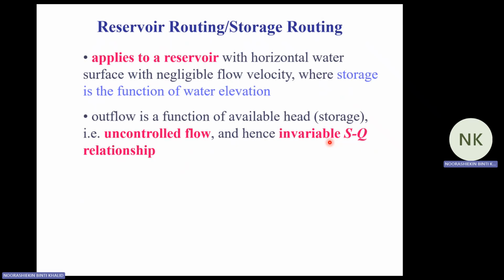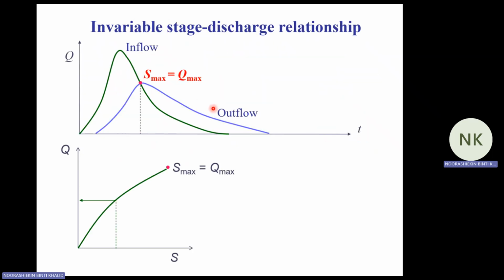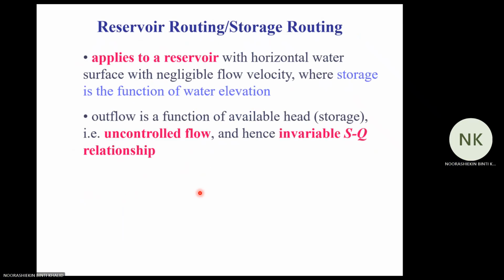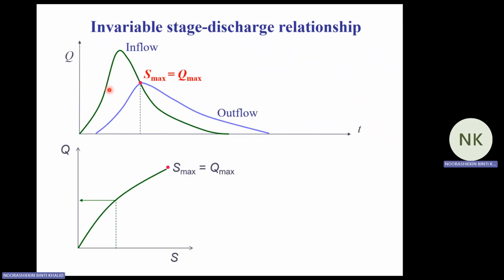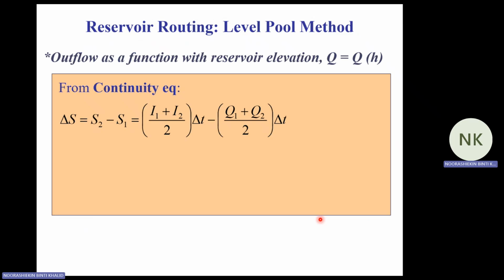So this one, the S and Q relationship. So we apply it to storage. These shapes are similar. Inflow and outflow, so the intersection is S max equal to Q max. So this one is for the modified method. We solve using the level pool method.